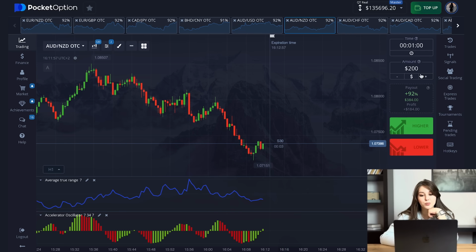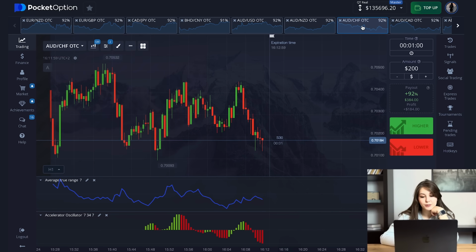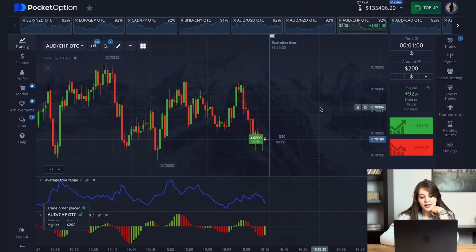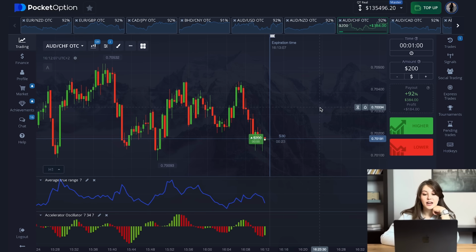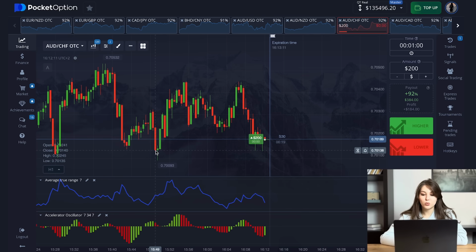Even on OTC on 92% of payout, you can make a lot of money and I think that is just amazing. So okay, let's put $200 for example and continue for the highest position. So what we can see here, again, unstable market, absolutely unstable situation. We're working with the curves.